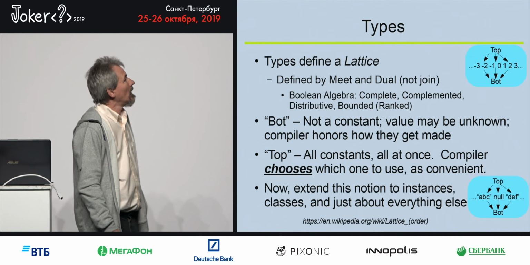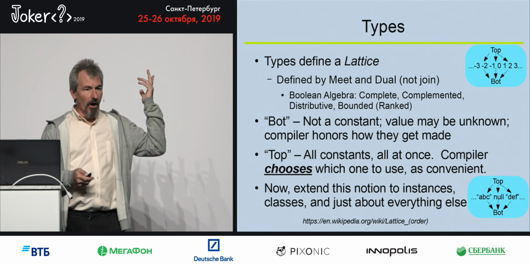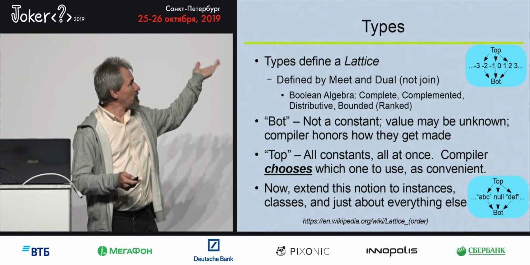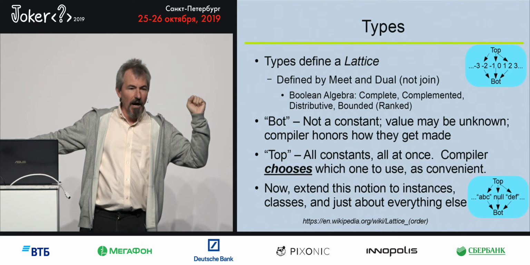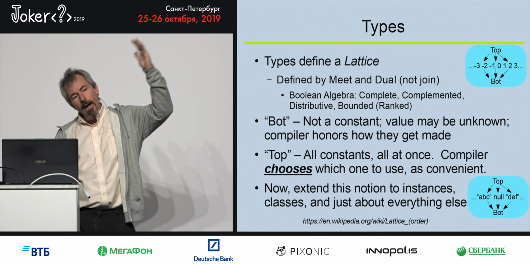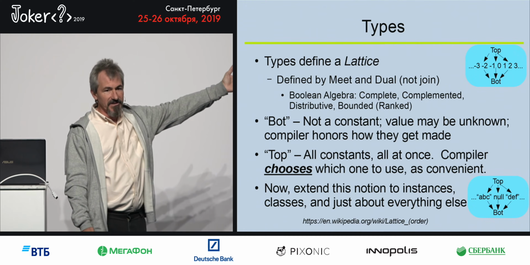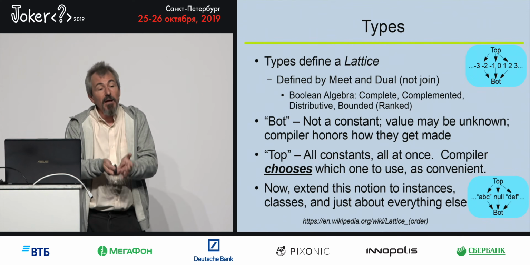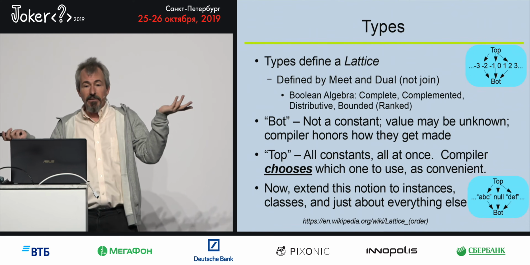Top is the opposite of bottom. It's the constants, it's all the constants all the time. I can choose which one I want as convenient. Whereas bottom, I must compute, I have to honor what the programmer wrote. The top, I can choose any value I want. So they're on opposite ends of the spectrum, if you will. It's a little odd notion. So here's the same concept for strings, where I might have constant strings and null, but bottom is, it's some string, I don't know what kind of string it is. And top is, I can pick the string I want.